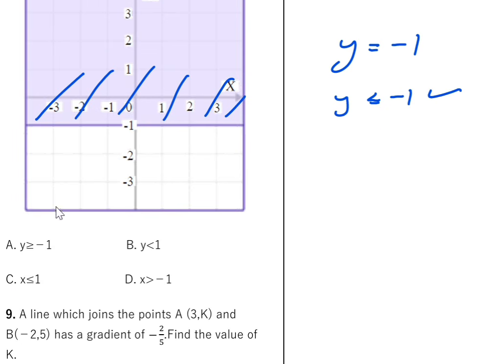Looking at the options, we don't have it. So it is not A, it is not C, it is not D. So it's supposed to be B, supposed to have the equal sign. So it is y is less than or equal to -1. And therefore, that is the correct inequality.